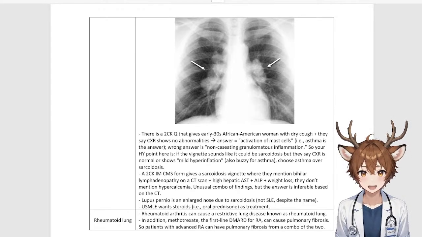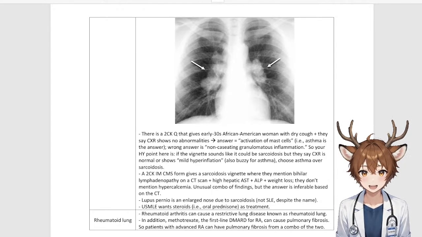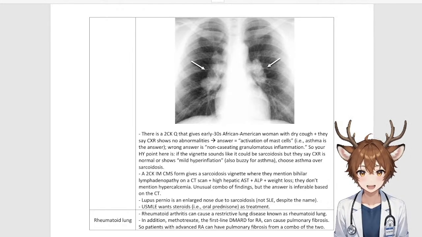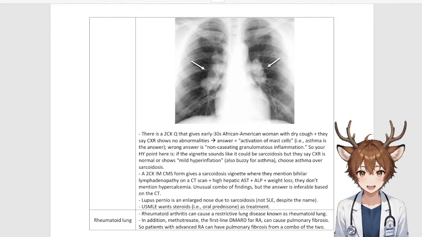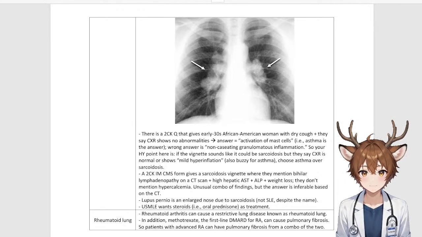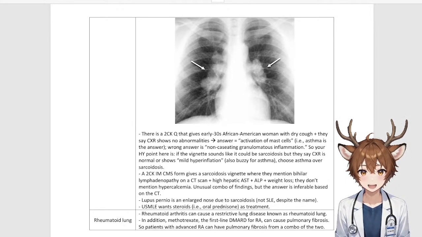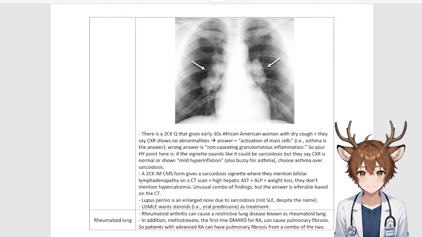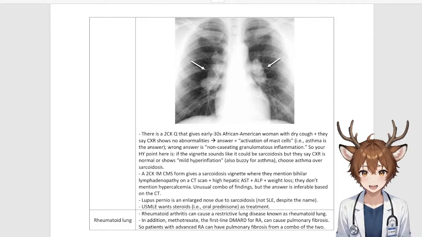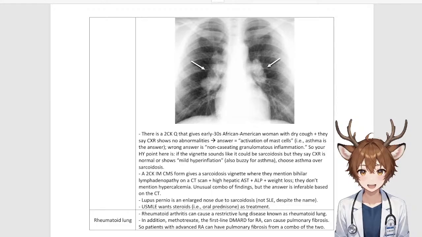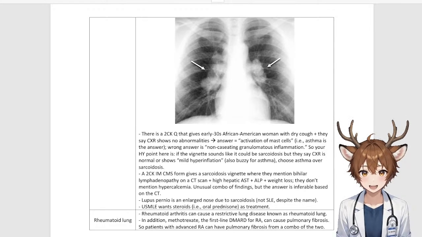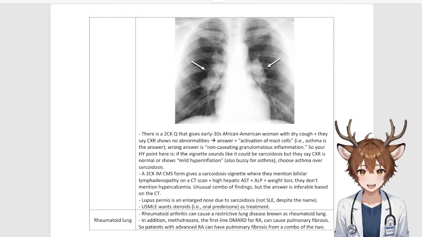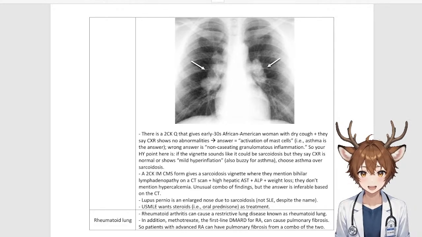A 2CK IM CMS form gives a sarcoidosis vignette where they mention bihilar lymphadenopathy on a CT scan, plus high hepatic AST and ALP, plus weight loss. They don't mention the hypercalcemia. Unusual combination of findings, but the answer is inferable based on the CT. Lupus pernio is an enlarged nose due to the sarcoidosis, not lupus despite the name. USMLE wants steroids, that is to say oral prednisone, as the treatment.